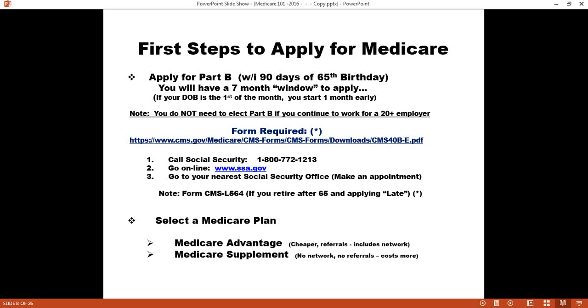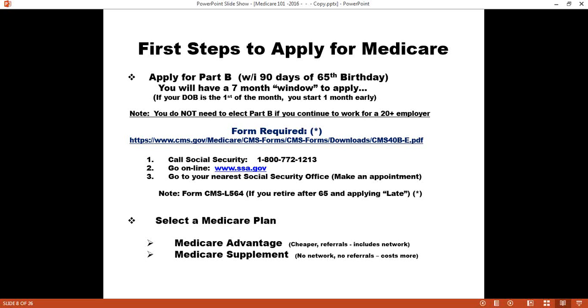So there's your 7 months: 3 months before, the month of, and 3 months after. Now again, that's only if they have to apply for Part B. And if they're working for a larger employer group, they don't have to do that. So the Centers for Medicare and Medicaid Services, CMS, requires that somebody fill out a form and submit that form to Social Security in order to apply for Part B.